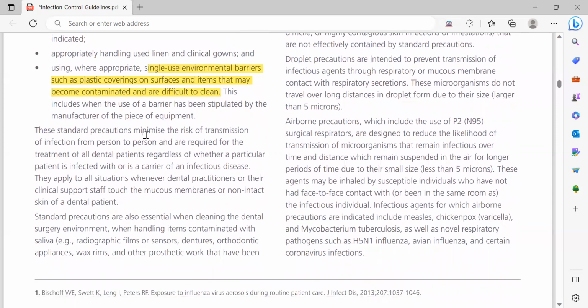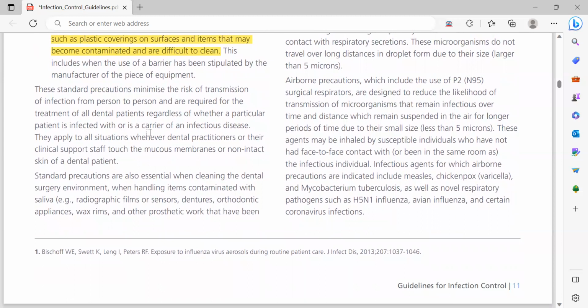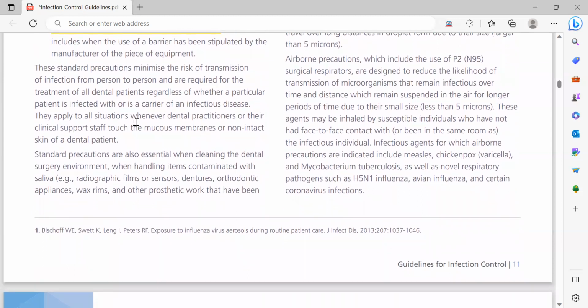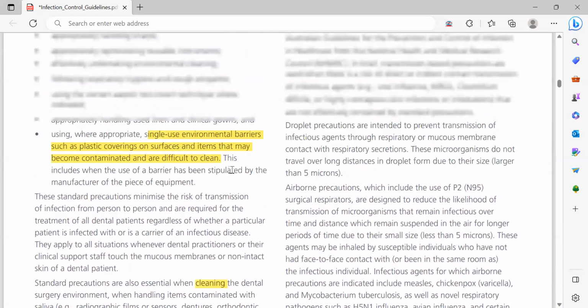Okay, then these standard precautions minimize the risk of transmission of infection from one person to another and are required for the treatment of all dental patients, regardless of whether the patient is infected or is a carrier or any of that. Okay, standard precautions are also essential when cleaning the dental surgery, when handling contaminated items, for example, x-rays, films or sensors, dentures. You should not hold with your naked hand.